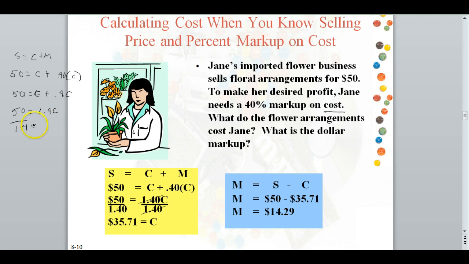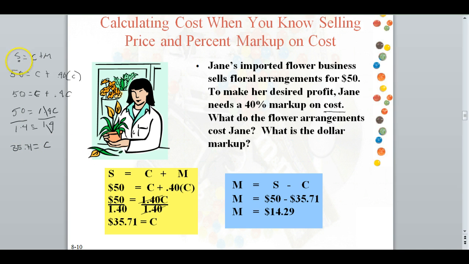Equals, on this side it's just going to cancel out, but divided by 1.4. So these cancel. We're left with just C on this side, and 5 divided by 1.4. $35.71 is the cost. So then they ask, what is the dollar markup?